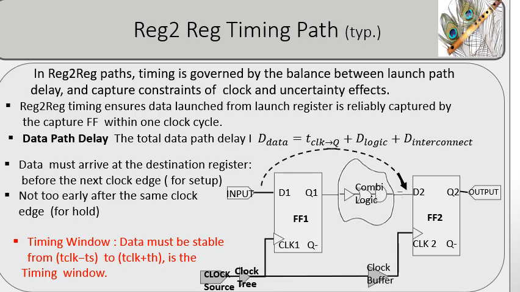It must also satisfy hold constraints to ensure that data does not change too early after the clock edge. Clock skew, clock uncertainty, and process variations strongly influence the timing margin of this path. Static timing analysis verifies whether the path operates safely under worst-case timing conditions. Reg-to-reg paths determine the maximum operating frequency and overall performance of the chip.